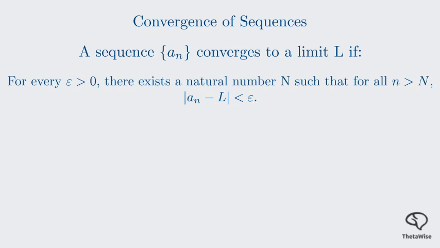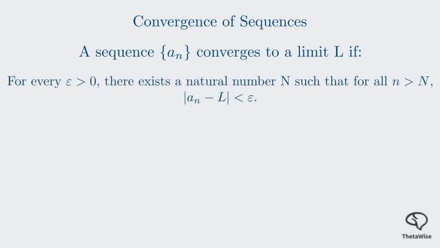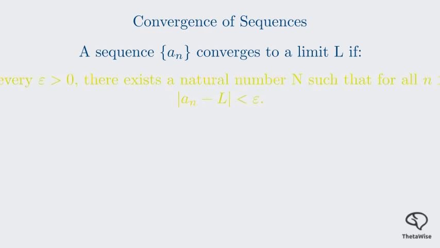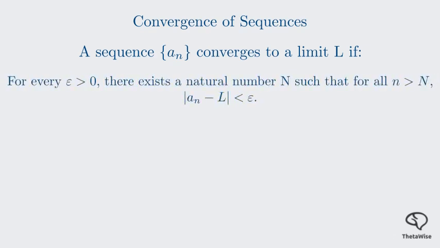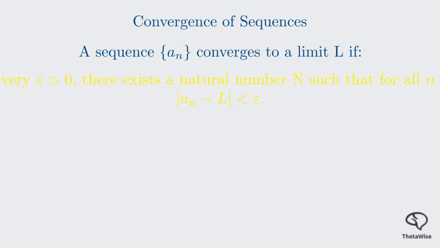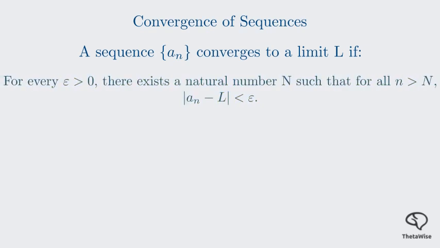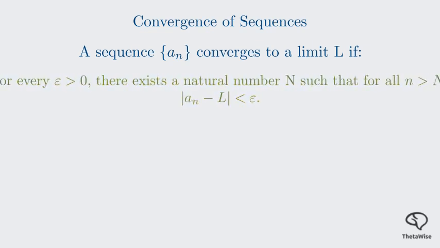Let's unpack this. Epsilon is still our challenge, a target distance from the limit L. This time, our answer is the integer N. N represents a point in the sequence. For any term a sub-n after the Nth term, we are guaranteed that a sub-n will be within epsilon distance of L. In other words, eventually, all terms of the sequence will get and stay arbitrarily close to the limit L.